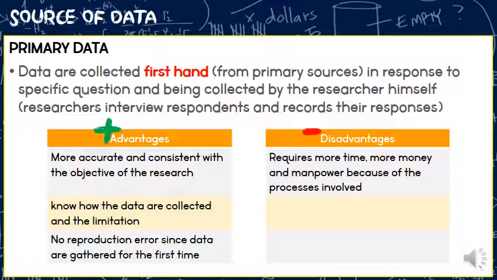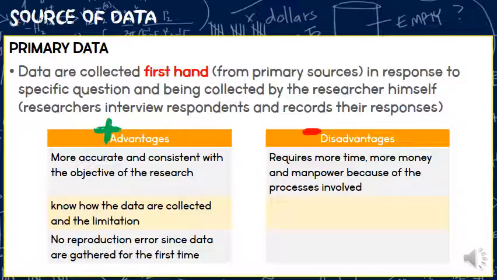Next one is source of data. Okay, data tadi, you nak study pasal CGPA, you dapat ada yang 3.9, 3.0, 2.5. So, that is your data, dan daripada mana you dapat your data? The source of your data. So, there are two sources of data.